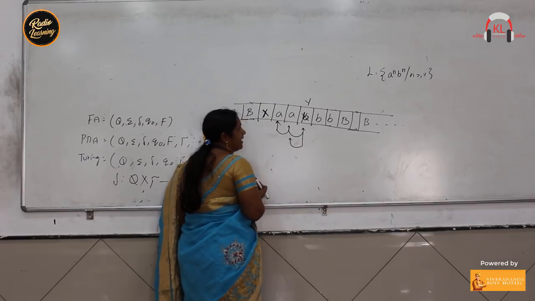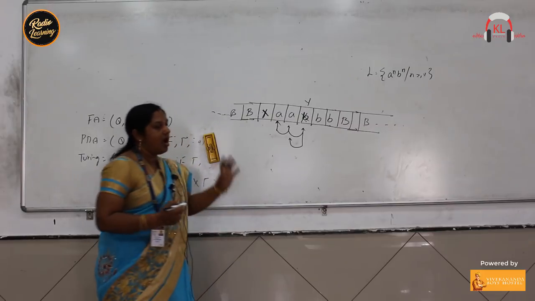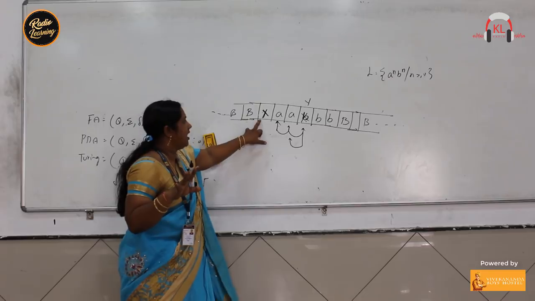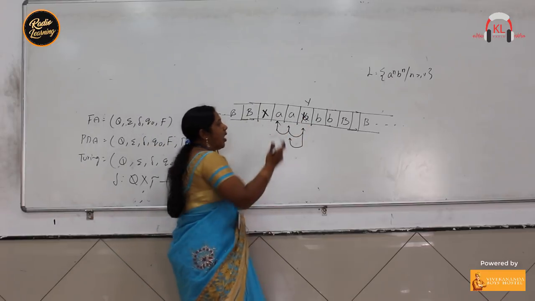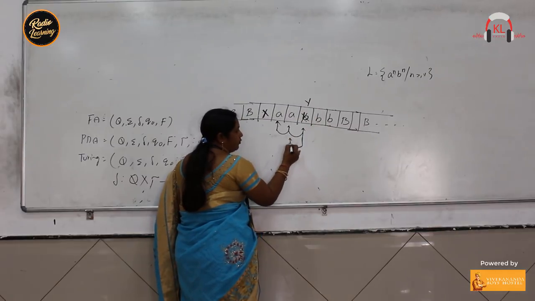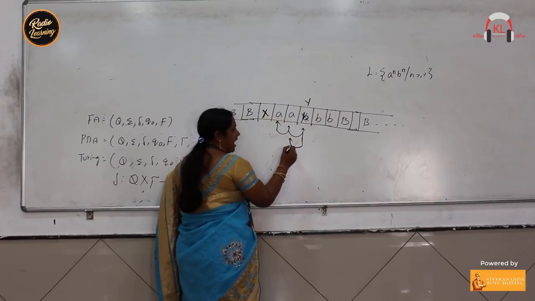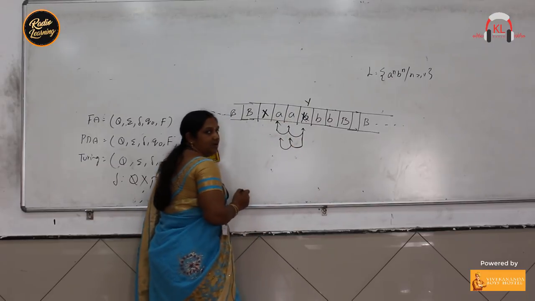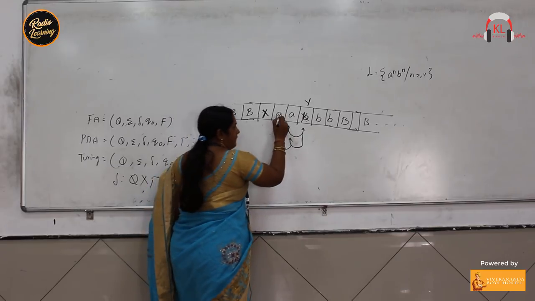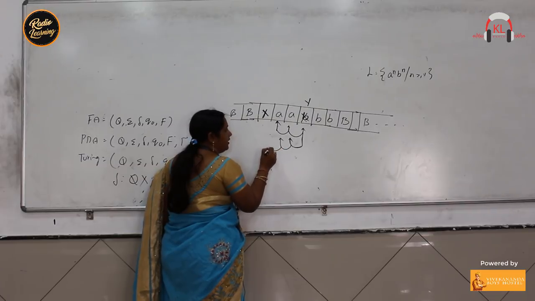After replacing this B with Y, my tape head is moving back. Why am I moving back? For a single A, one B is matched. After replacing this B with Y, my head is moving backward. Now I saw A. I am keeping this A as it is, and moving back again. Now I saw A again, so I am not doing anything. I keep this A as it is, and my head is moving to the left.